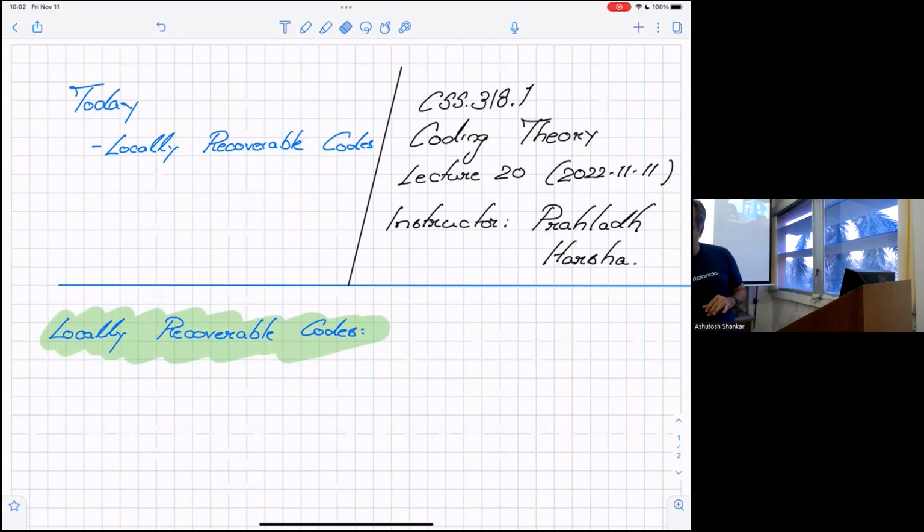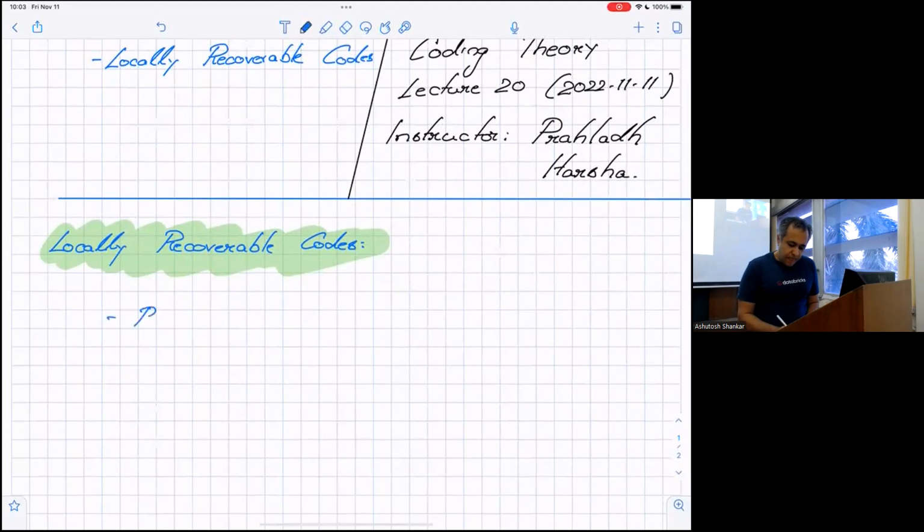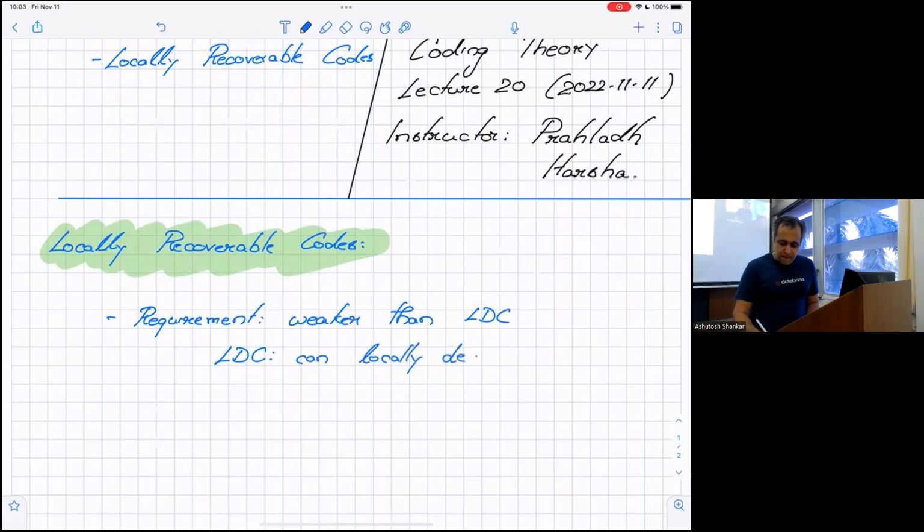So the requirement is weaker than LDCs. An LDC can locally decode if there's a constant fraction of errors. That's what LDCs are.